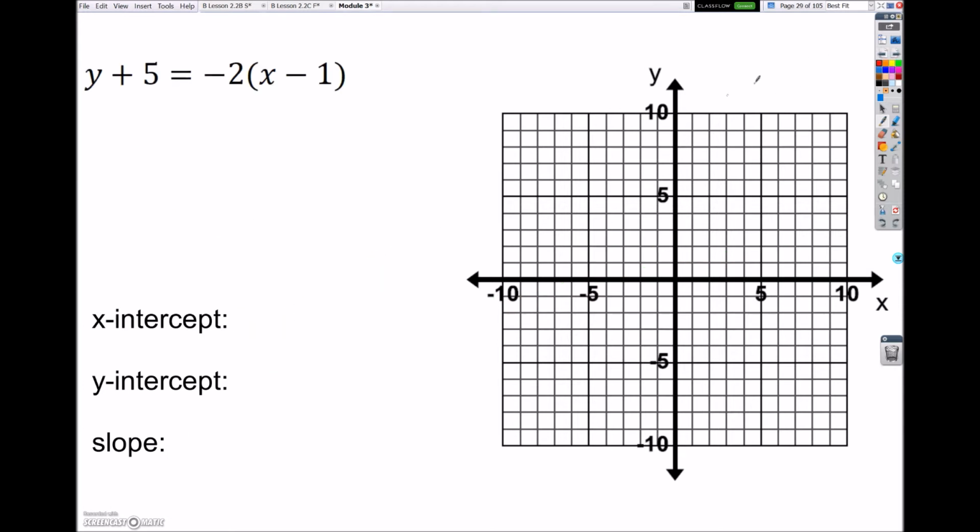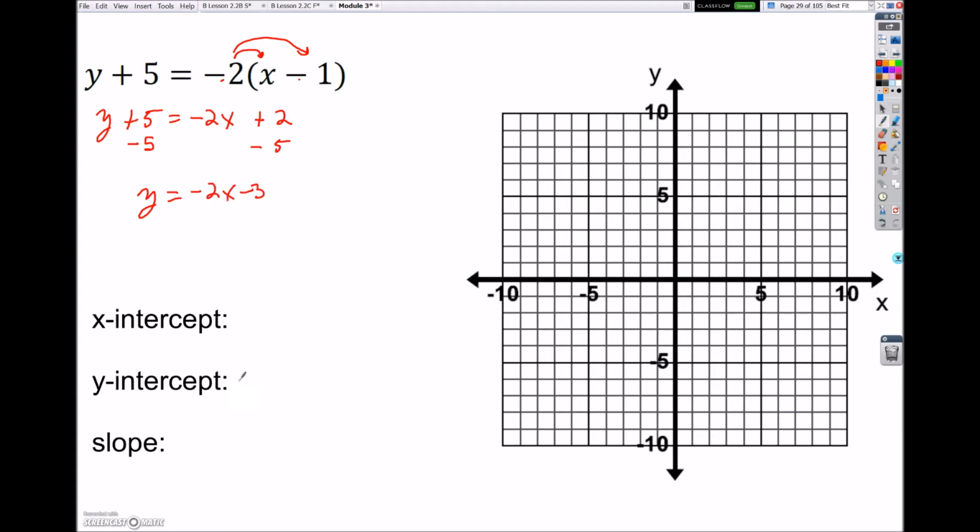So now let's go ahead and look at this. You get to decide, is it easier to put this in slope-intercept form or standard form? So if I distribute the negative 2 to both sides, I will have y plus 5 is equal to negative 2x. A negative times a negative is a positive 2. For me personally, I see it easier subtracting 5 on both sides, and I'll get y equals negative 2x minus 3.